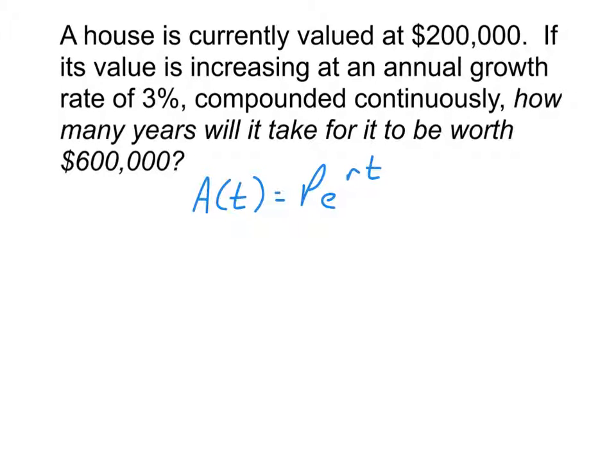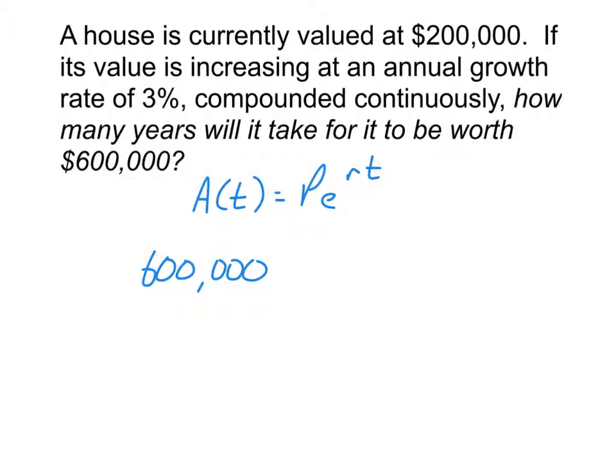A is our final amount. Yes, we do. We know where we want this value to end. We want to end up at 600,000. Do we know what t is? No, that's what we're being asked for.